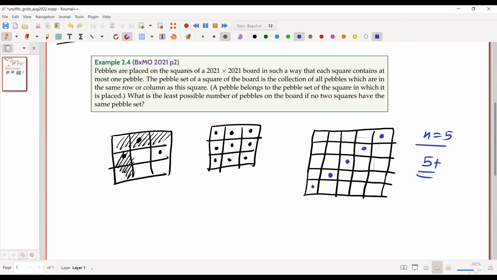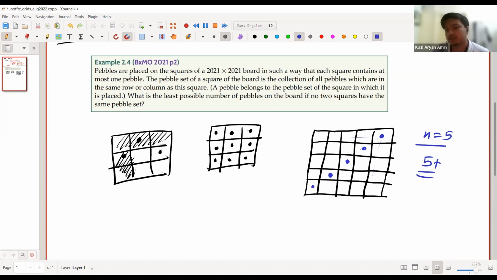No, no other pebble can be there, because if it is there, then it will rely on some other pebble set. Can you repeat what you said? We will have, if this is the maximum construction rate, if we have more than this many pebbles, then in this construction we would have two pebbles lie on the same pebble set.